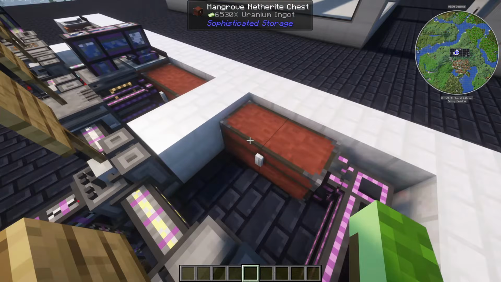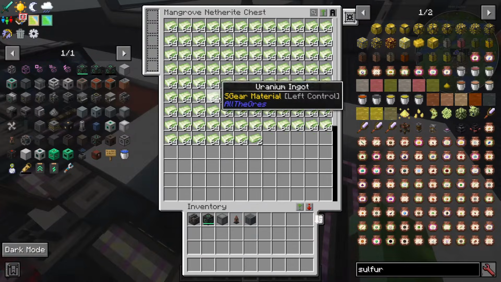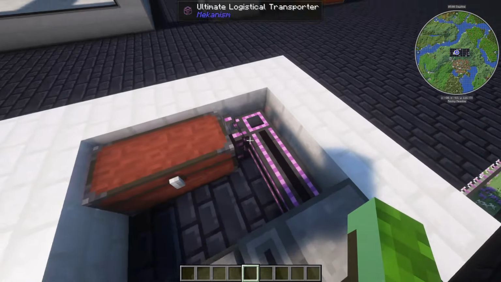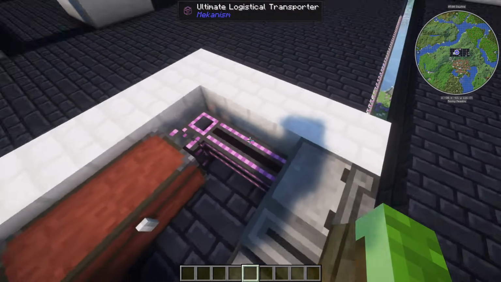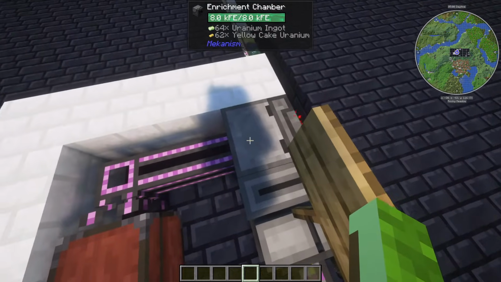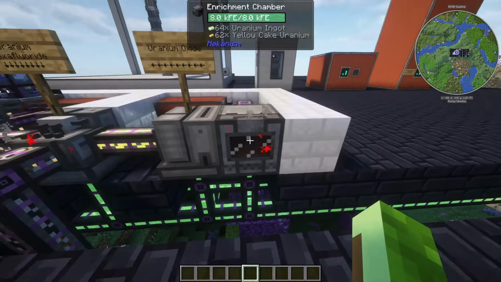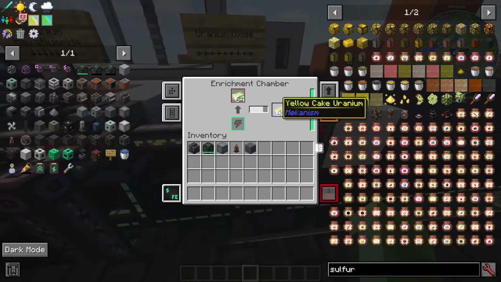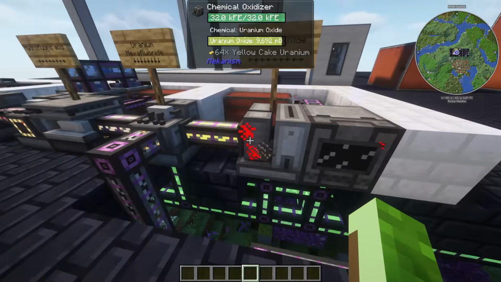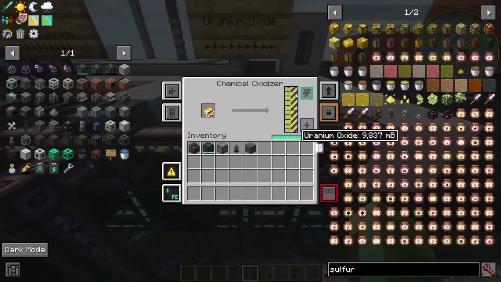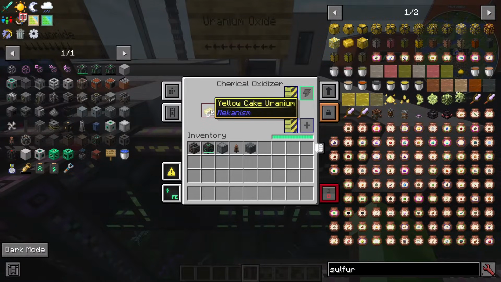And basically all this is a bunch of uranium, which I have in here. You can mine it using the digital miner, and then you can have it exported through a logistical transporter into the back of an enrichment chamber, making sure the enrichment chamber is powered, as you can see down there. Then have that make yellow cake uranium, have it export to the left into a chemical oxidizer, which is making uranium oxide from the yellow cake uranium.